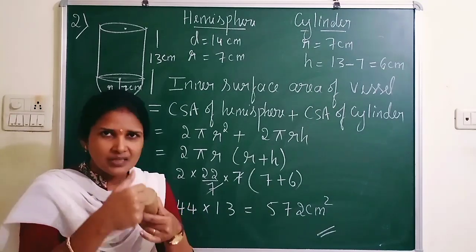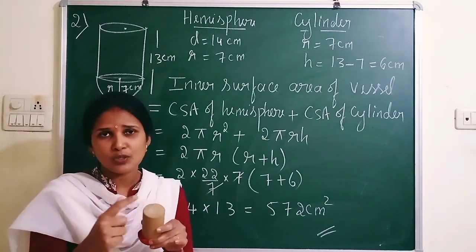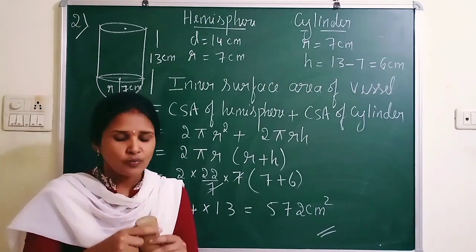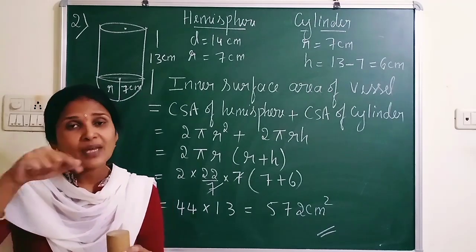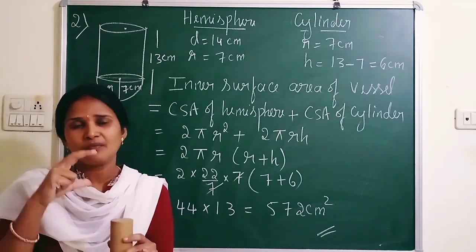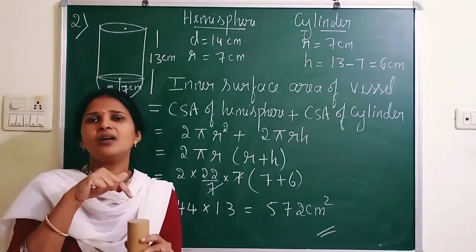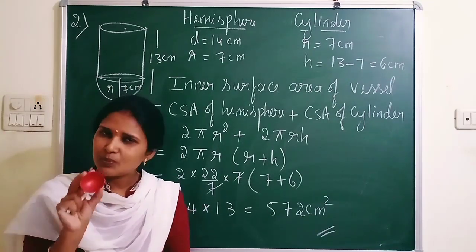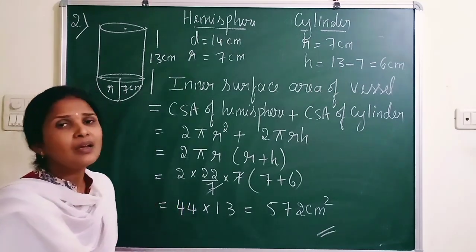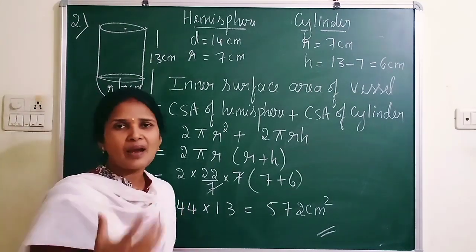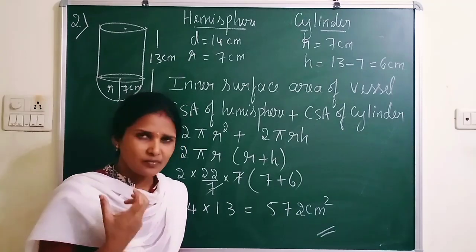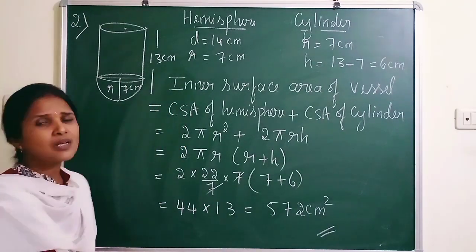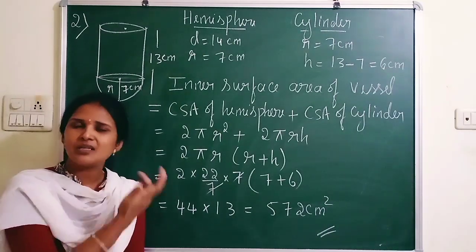Imagine that it is closed now, but the question says it is a hollow cylinder. So when you peep inside, what can you see inside the vessel? You can see the CSA of the cylinder, and also the CSA of this hemisphere. So we get the area of this vessel by adding CSA of hemisphere and CSA of cylinder. Now first recall the formula of CSA of hemisphere and CSA of cylinder.